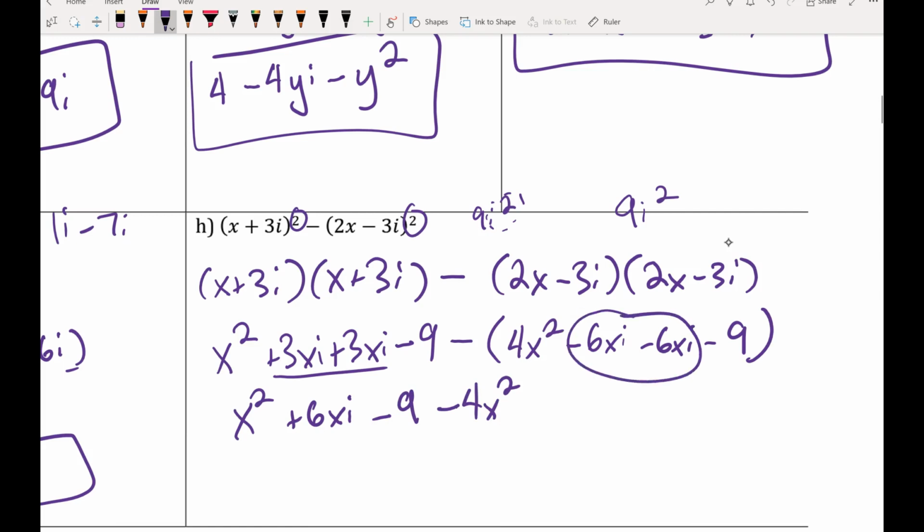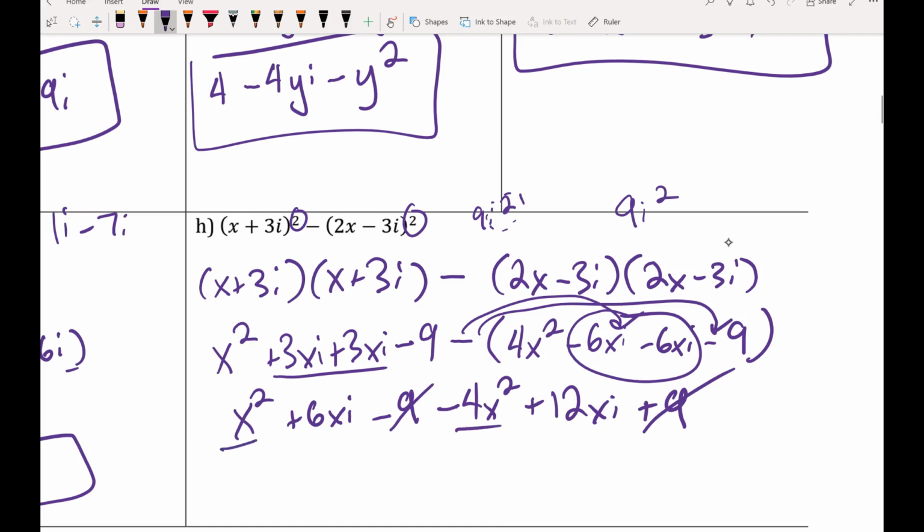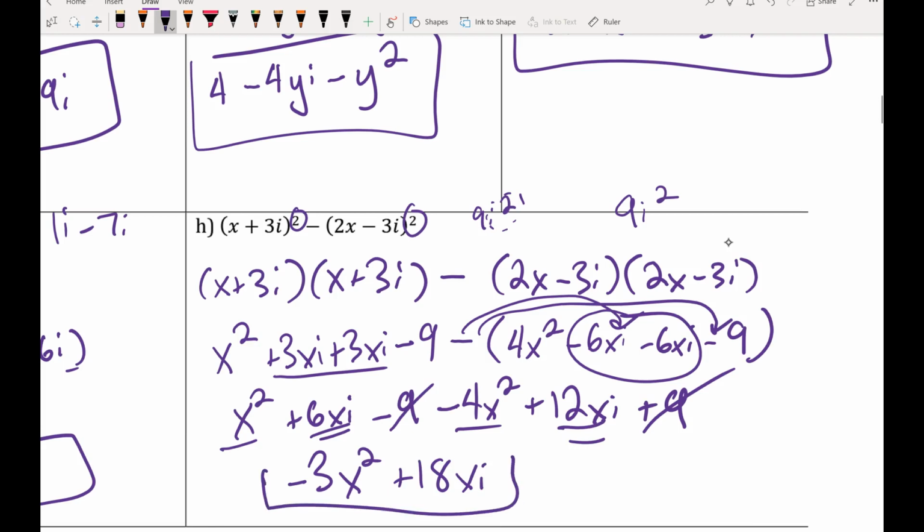I can combine this to a negative 12xi, and when I distribute that negative to it, it becomes positive 12xi. And when I distribute that negative to that negative 9, it becomes positive 9. I notice my 9s cancel. And I'm left with, when I combine like terms, negative 3x squared plus 18xi. Again, those aren't like terms. There's nothing more you could do there.